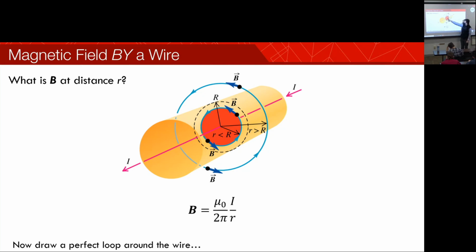So the further away we are from the wire, our magnetic field drops at a rate of 1 over r. And our magnetic field is proportional to our current. So if we double the current, we double the magnetic field. If we double how far we are away, we cut the magnetic field in half, because it's 1 over r. If we quadruple r, we cut the magnetic field by 1/4.